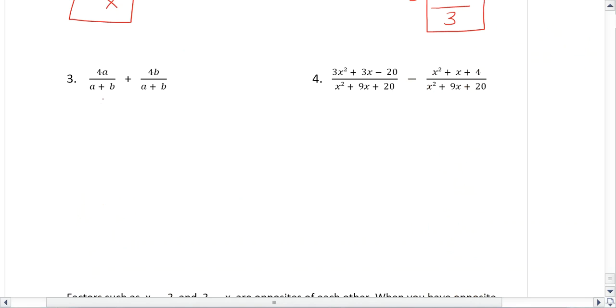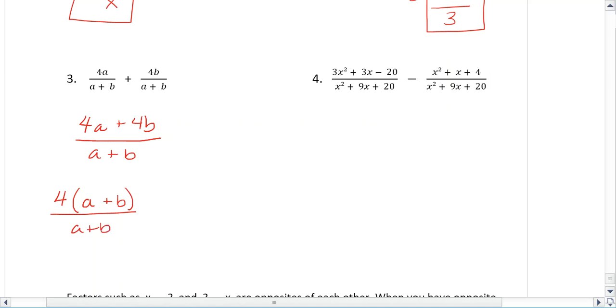Looking at example 3, again, we already have common denominators, so we're set to go. Go ahead and add the numerators. We would get 4a plus 4b all over a plus b. And then we stop and notice there's some factoring we could do in this numerator. They have a GCF of 4. So now we go back to the skills that we learned in the last section. We factor out the GCF of 4, and we see that we can cancel the common factor of a plus b over a plus b, and so the final simplified answer is just 4.